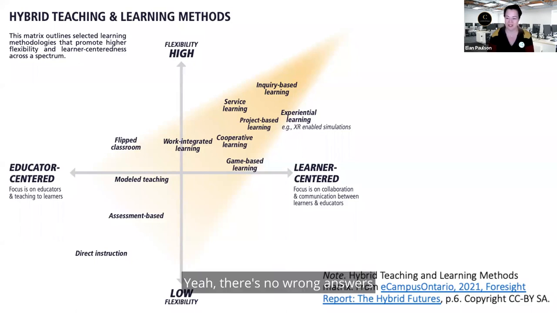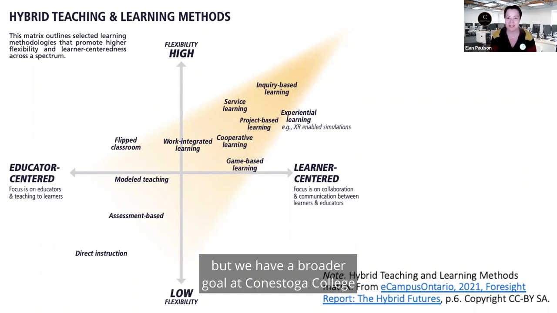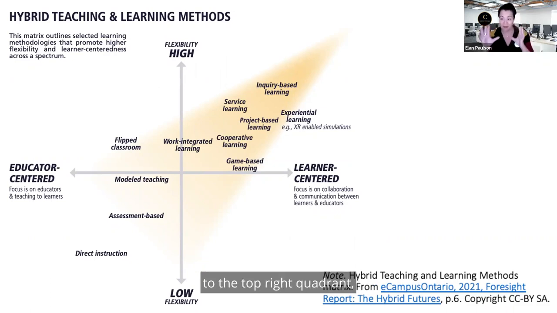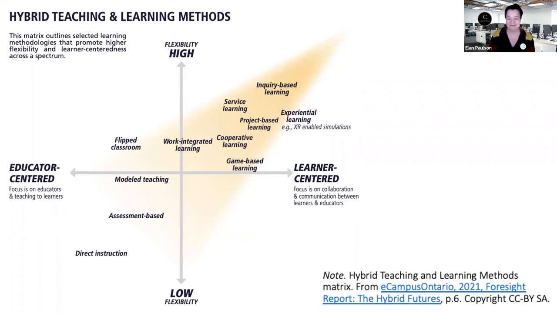Now, there's no wrong answers to that question at the moment, as many things are in flux right now, but we have a broader goal at Conestoga College to move all types of hybrid teaching and learning to the top right quadrant, this future state, which is described in the literature as high impact learning. So the methods of learning that are in the top right quadrant, inquiry-based, experiential, service learning, cooperative learning, game-based learning, can be applied to micro-credentials as well as to other longer courses.